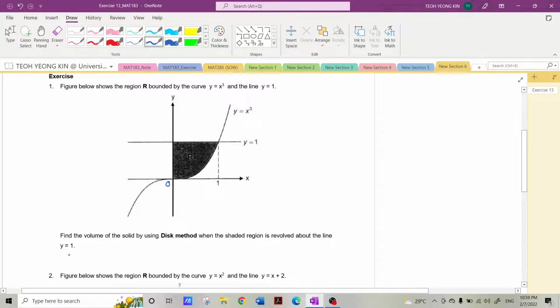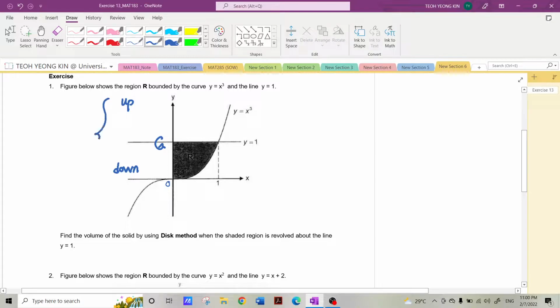revolved about the line y equals 1. So this region is revolved about this line. This is the line of revolution. For this method, if the region is revolved up and down, you can imagine that when it is revolved about the line y equals 1, the region will go up and down.